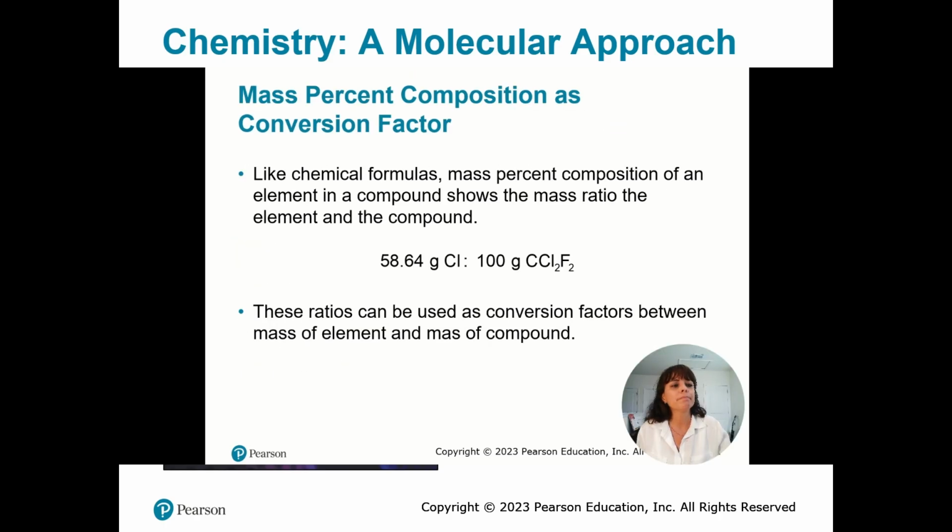So like in chemical formulas, I can use the percent composition as a conversion factor. And actually we do this with everything that we learn in chemistry, right? If I talk about molar mass, I can use molar mass as a conversion factor. I can use Avogadro as a conversion factor. So this will not be different. The ratios can be used as conversion factors between the mass of an element and the mass of the compound.